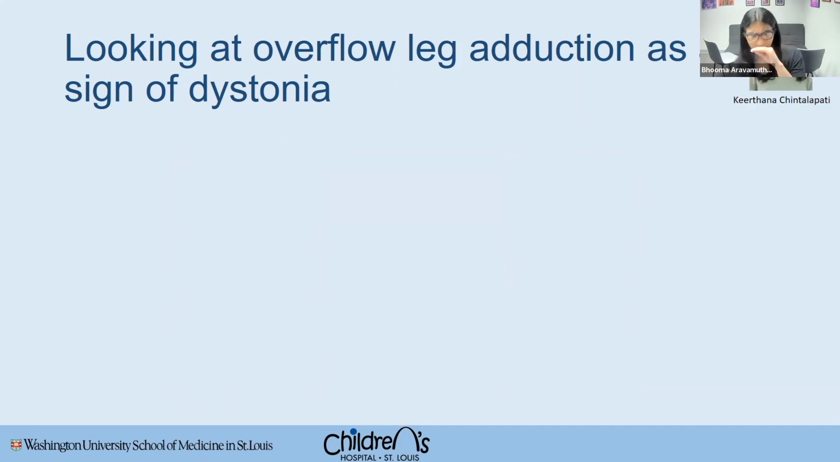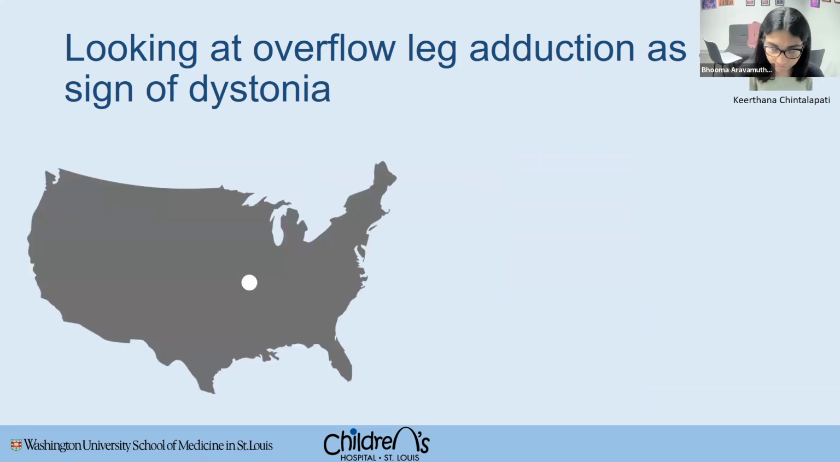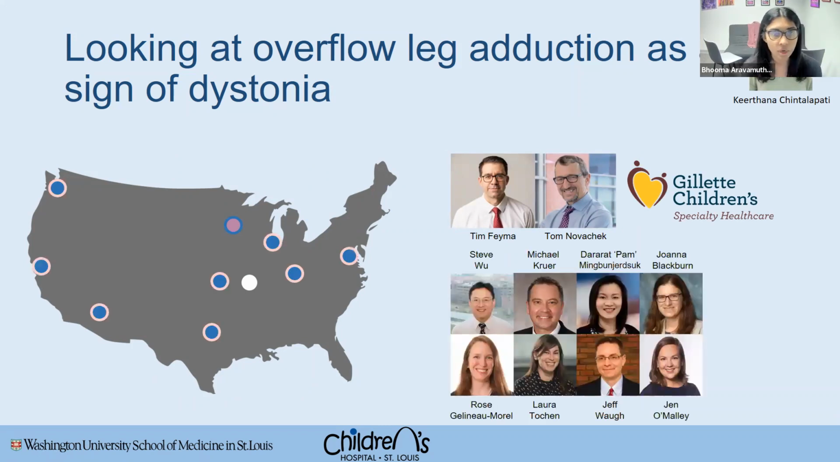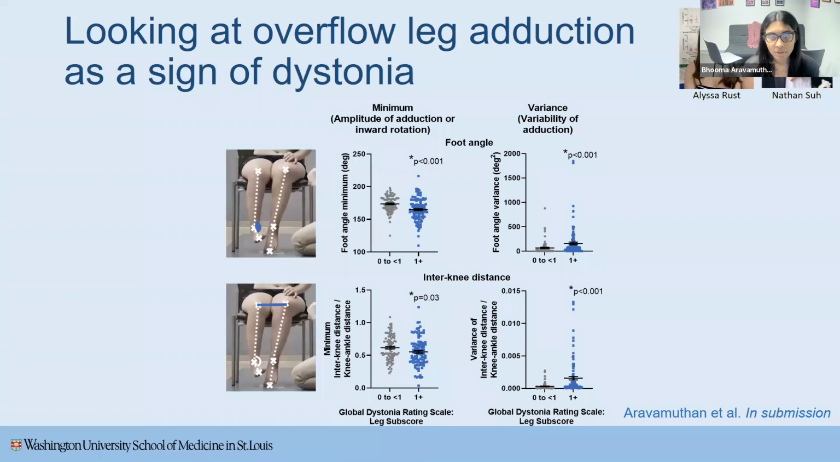When we look at leg adduction in particular, we had only looked previously at gait videos that were acquired in St. Louis. We took these seated hand open close videos acquired from Gillette, and we asked people across the country to assess them, 8 movement disorders physicians, not from Gillette and not from St. Louis, to assess these videos. And we found that very similar metrics were associated with dystonia in these videos, but with much better diagnostic discriminatory power, particularly when we look at these variability of adduction metrics.